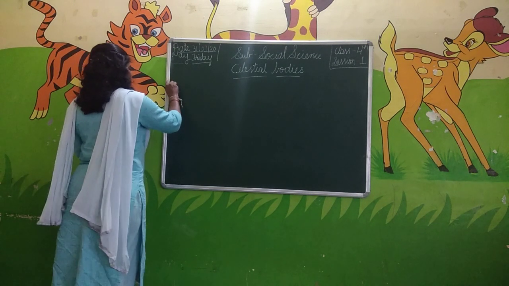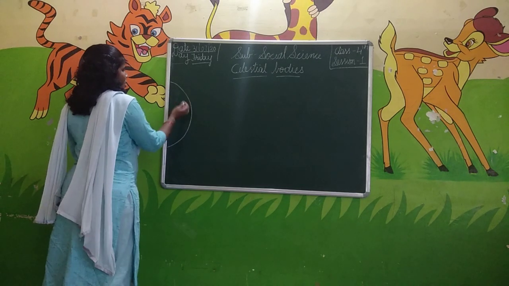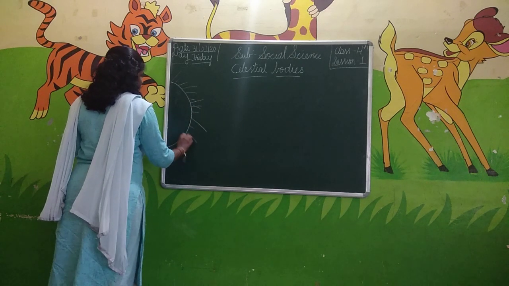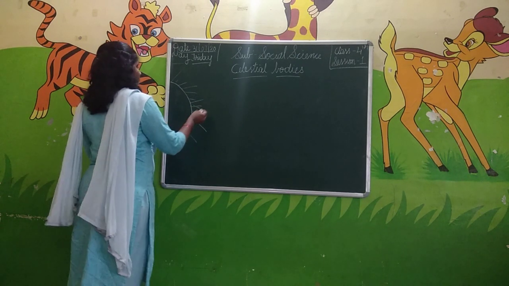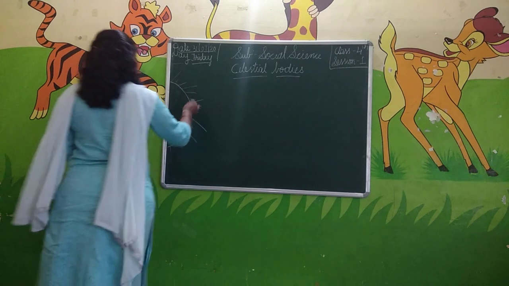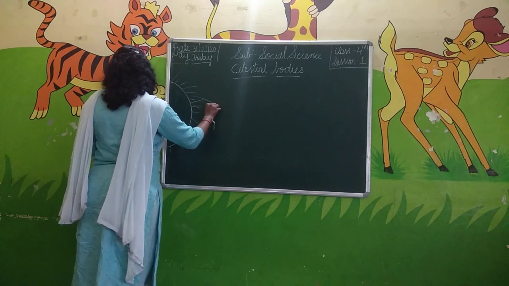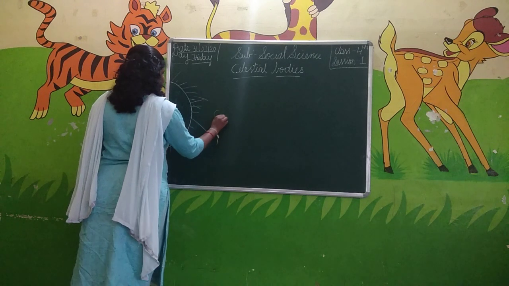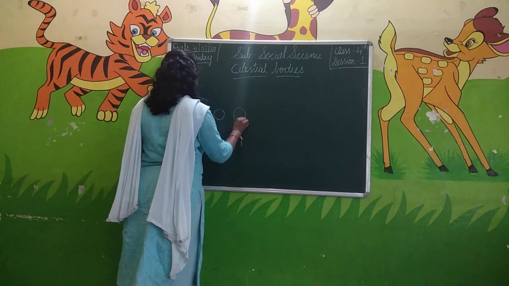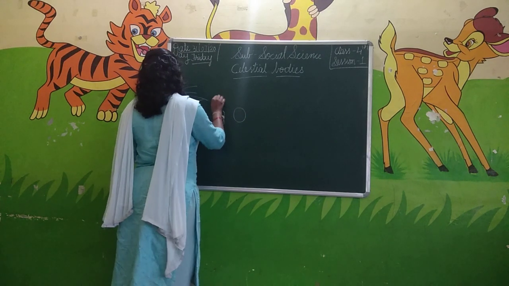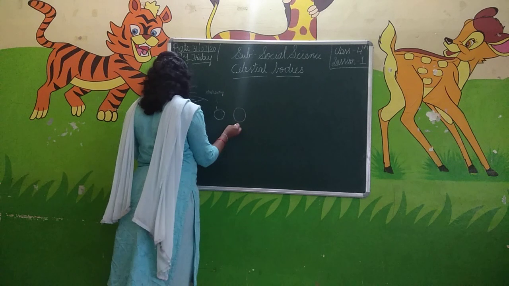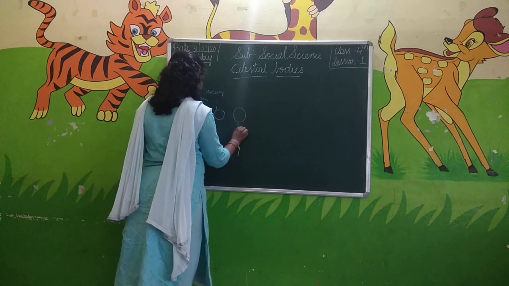I will draw the picture of the solar system. This is the sun. There are 8 planets revolving around the sun. The first planet is Mercury, and the second is Venus, a little bit bigger than Mercury.